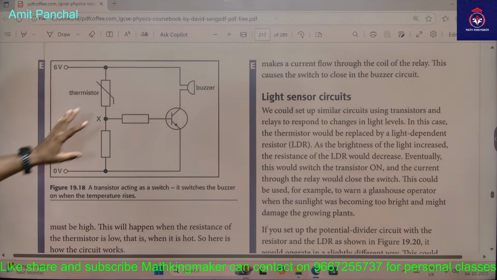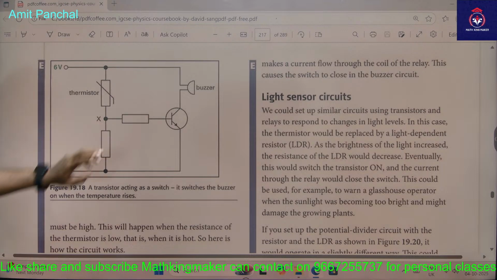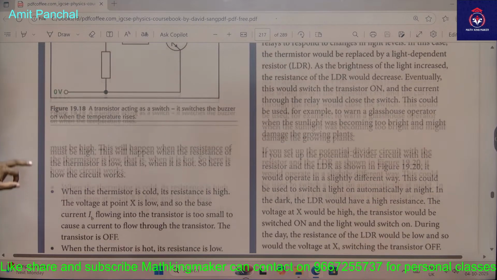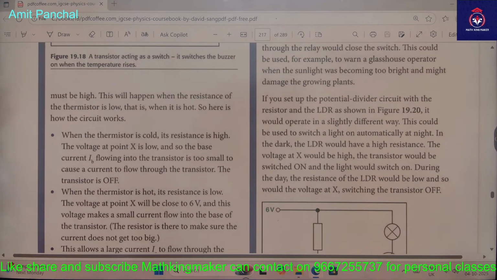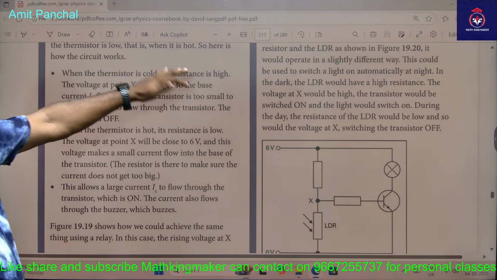It is a practical example. This is resistance, this is resistance. So a transistor acting as a switch switches the buzzer on when the temperature rises. This will happen when the resistance of the thermistor is low, that is when it is hot. So that is how the circuit works.